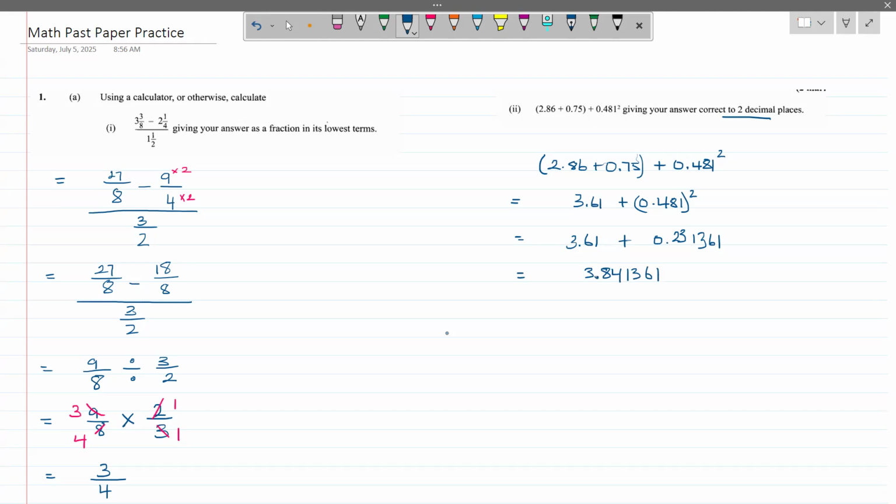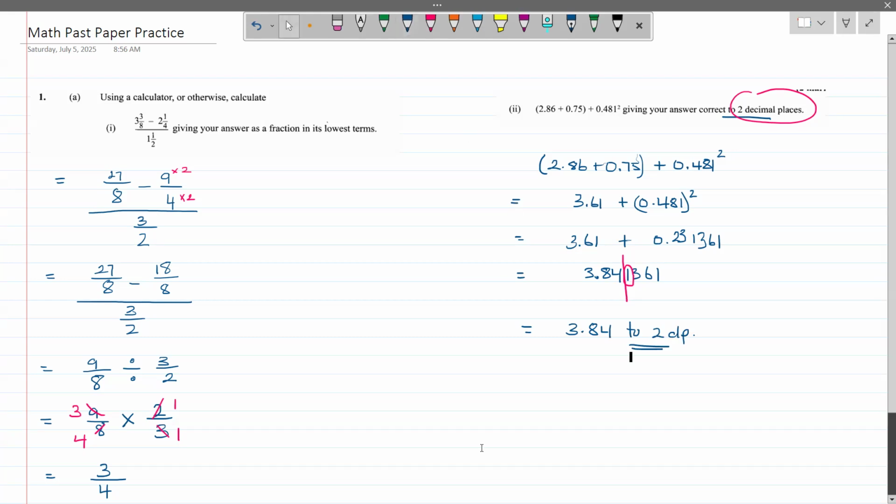Right. So we want to write this to 2 decimal places, yeah? So this is our decimal point. This is my first decimal place, second decimal place. Let's draw a line here because that's where we want to approximate it to. We're going to look at the number after the line. If this number after the line is 5 or more, then we could round it up, right? Because it's 1, we will not round it up. And we will write our answer as 3.84 to 2 decimal places. It's very important for us to remember to put that approximation amount after the 2 decimal places.